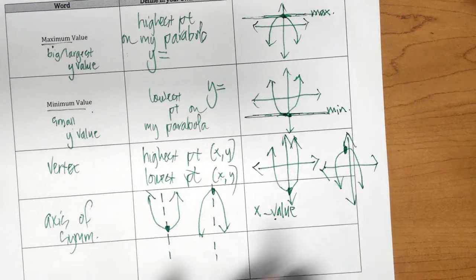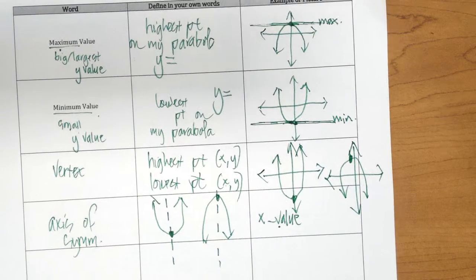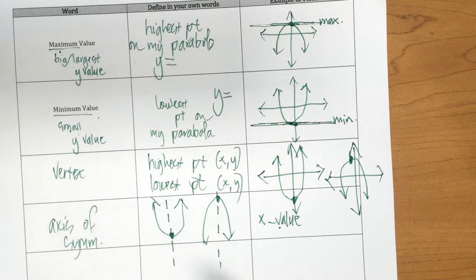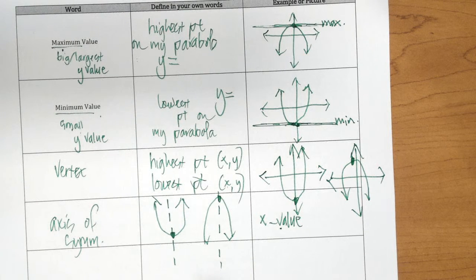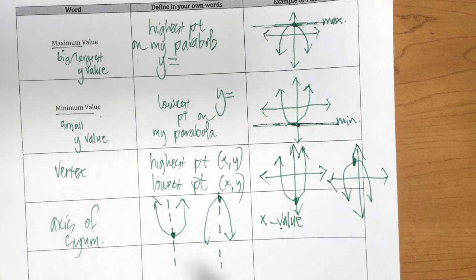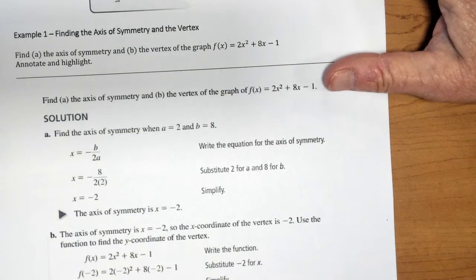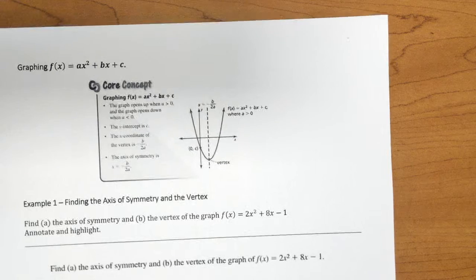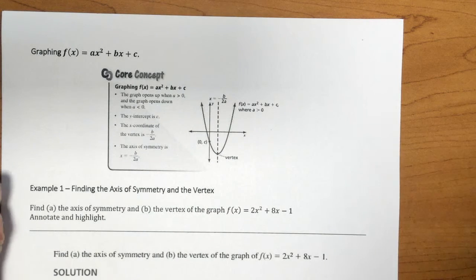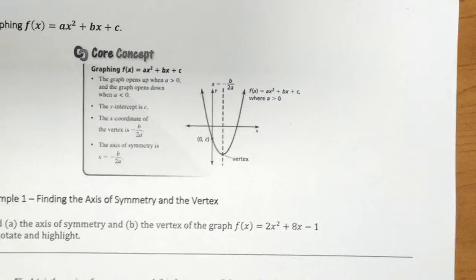So hopefully that's going to help clarify when we come up with all the terminology around maximum, minimums, vertex, axes of symmetry. Okay, moving on. Let's turn the page and let's take a look at this picture up here. So this picture is what we're talking about.